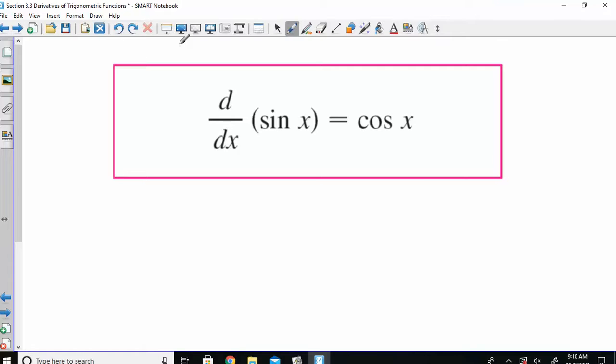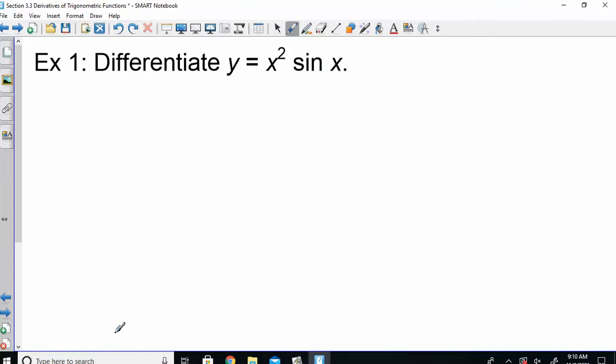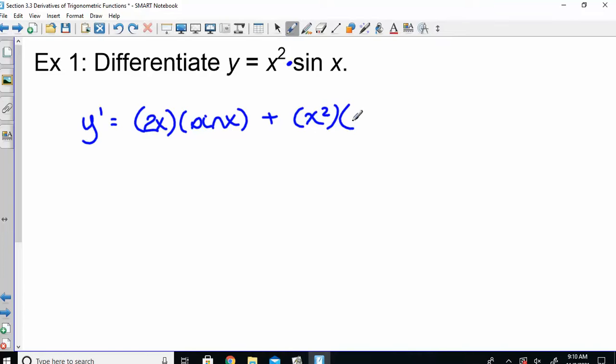So let's work out a problem involving that. If I asked you to find the derivative of x squared sine of x, what will you have to do here? Product rule. We have x squared times the sine of x. So the product rule says derivative of the first. Derivative of x squared is 2x times the second plus the first times the derivative of the second. Derivative of sine is cosine, and that's all you can do.